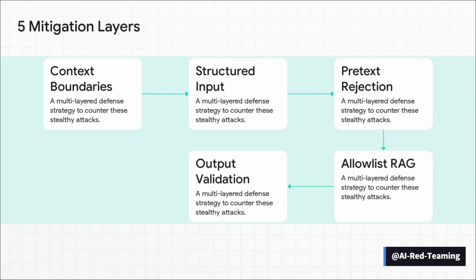Okay, so first up, you strengthen context boundaries. That's like building a little quarantine zone around the website content so the AI doesn't get confused. Second, you use structured input parsing, which breaks down stuff like URLs into separate parts so the AI can't be tricked. Third, there's pretext rejection, which is basically teaching the model to spot and ignore classic tricks like "ignore your previous instructions." Fourth is using an allow list. That makes sure the AI only ever consults pre-approved, trusted sources. And finally, number 5, output validation. That's a final security check, just to make sure the AI's final answer hasn't been hijacked.